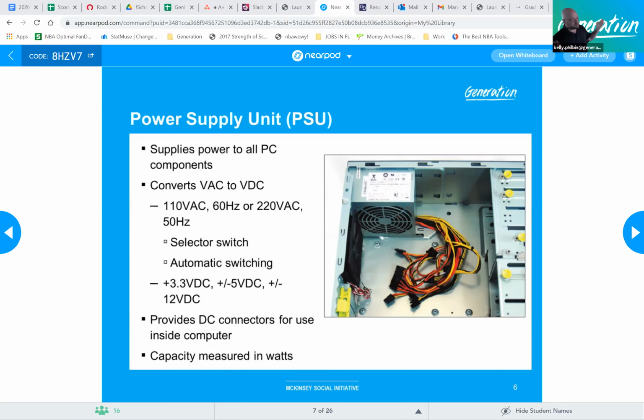All right, PSU, or power supply unit. It is the main source of power inside of your PC, supplying power to all the internal components.